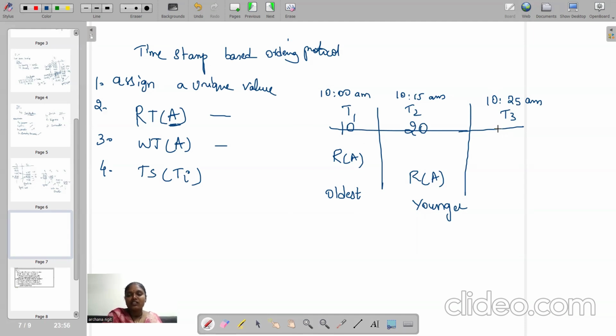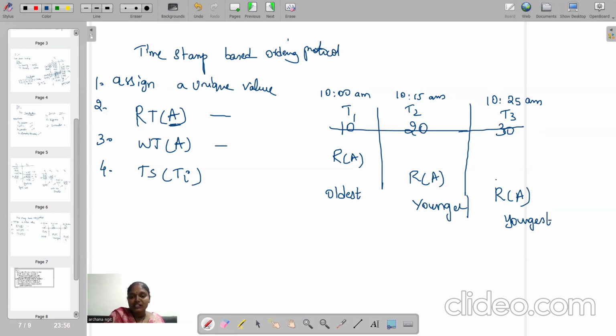Now T3 has to start, so its value should be assigned larger than T2's. So I have assigned 30 to T3. And this T3 transaction also wants to perform a read operation upon data member A. So this is going to be the youngest compared to all three transactions.